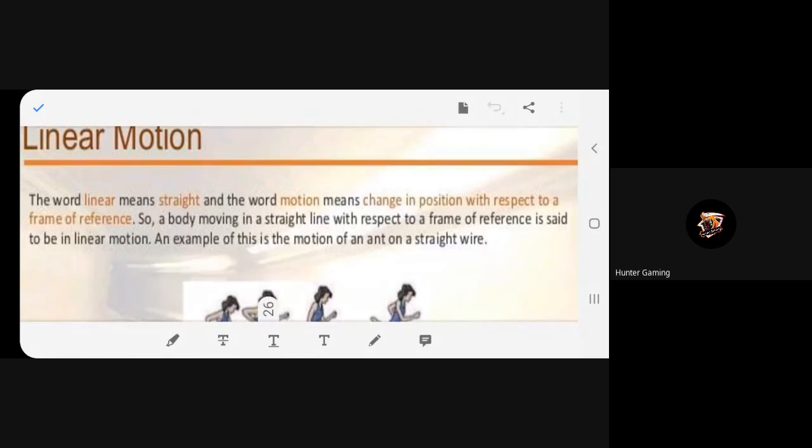Have you ever observed ants moving in a line? That is a linear motion.